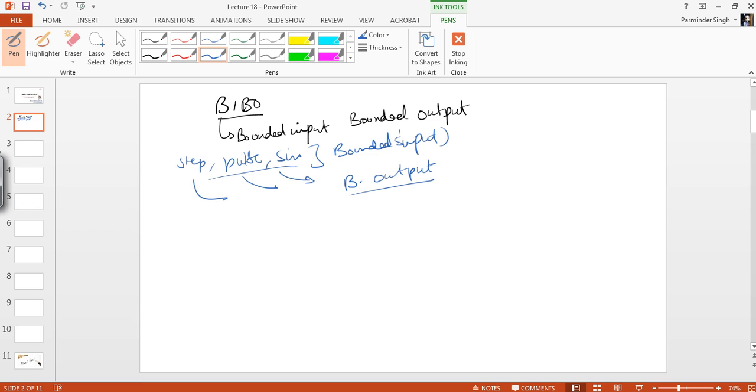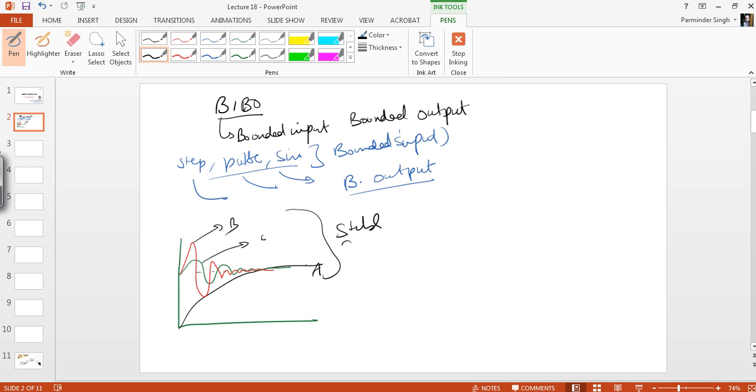Now a system with a response something like this, let's say this is the steady state value, and if the system is behaving like this, or given by this, or something like this, these systems A, B or C, they are classified as stable systems.